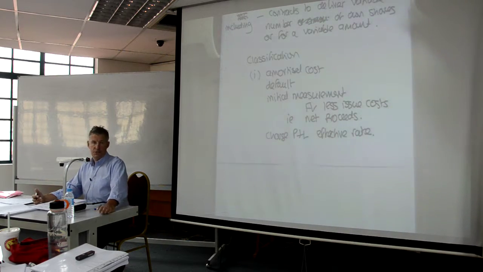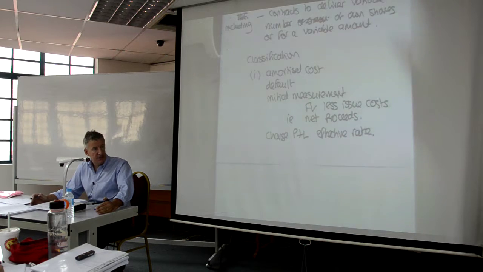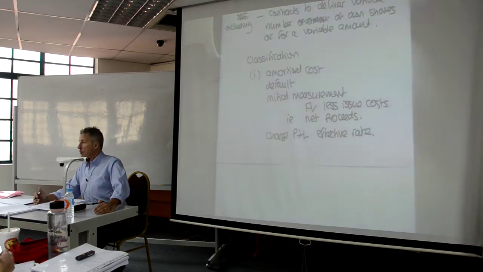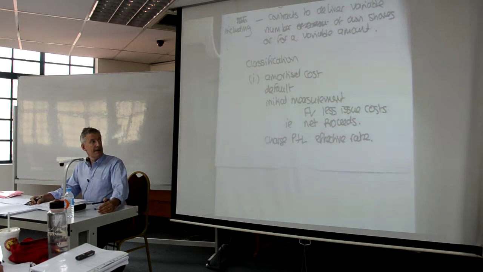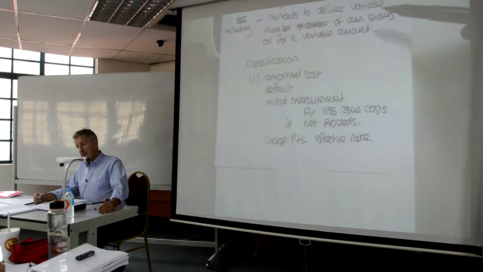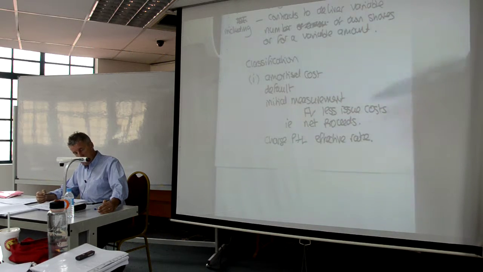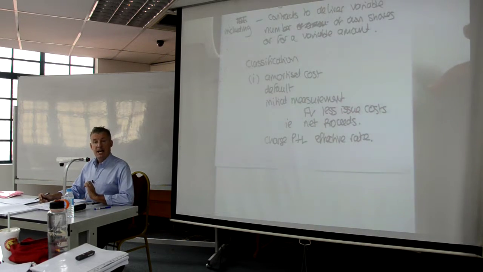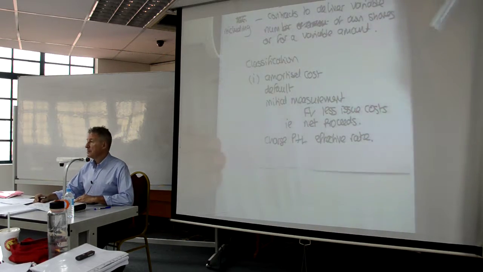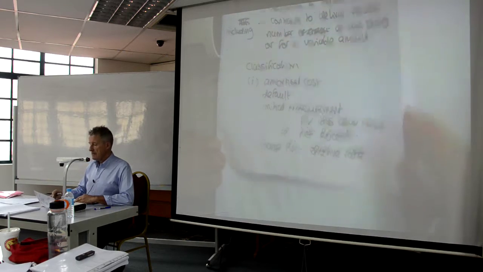Amortized cost. This is the normal way we account for liabilities. And if you remember finance leases, it's the same idea. So liabilities at amortized cost are default. The initial measurement is fair value less the issue costs, in other words, the net proceeds of issue, and we charge the P&L the effective rate. Let me make up a simple example.